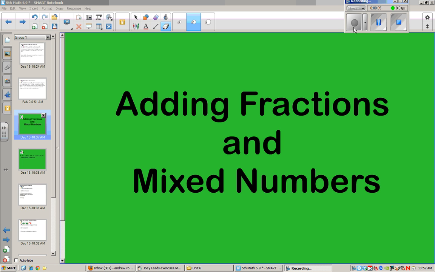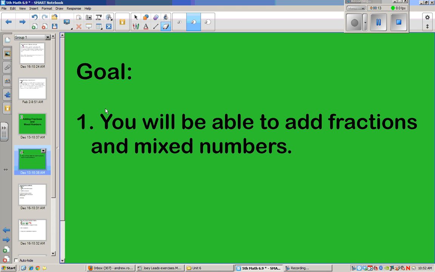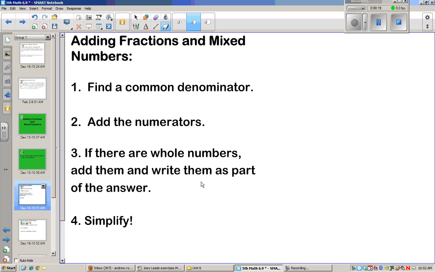Moore's Flipped Classroom. Today we're working with fractions again, and we are going to be adding fractions and mixed numbers. We have one goal today, and that goal is that you will be able to add fractions and mixed numbers. Pretty straightforward. There are 4 steps when you are adding fractions and mixed numbers.